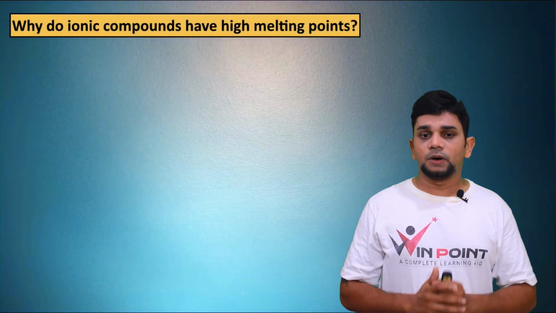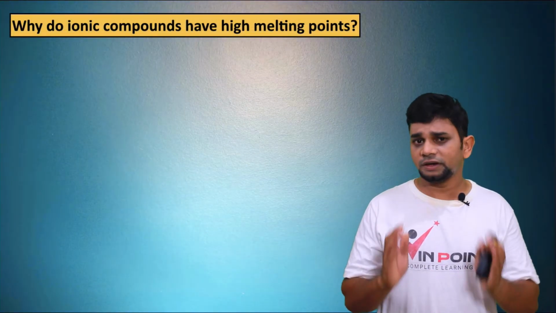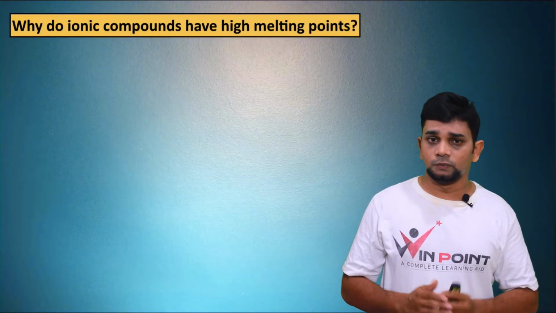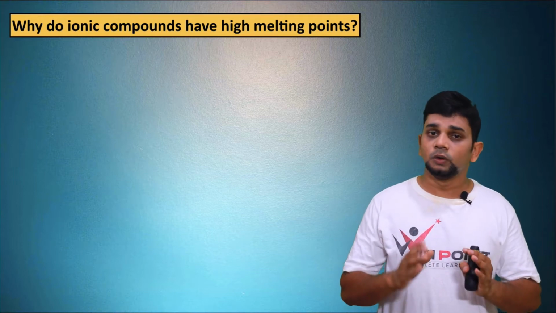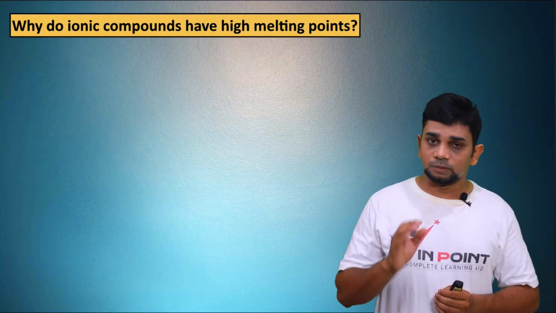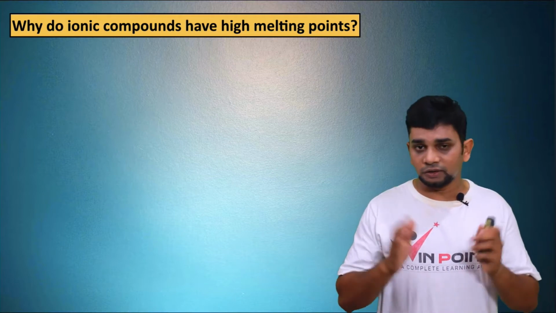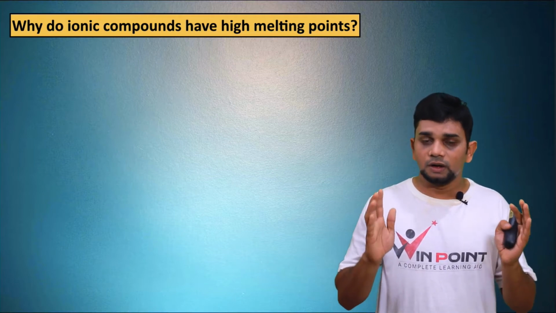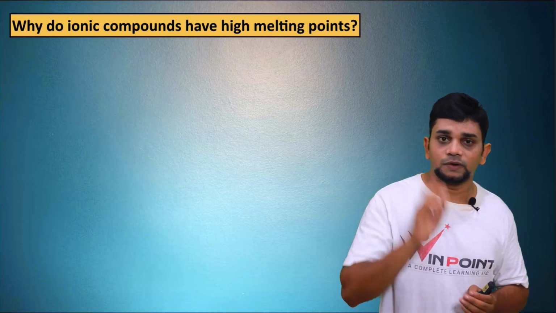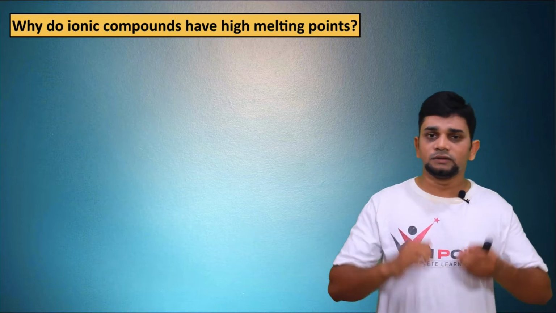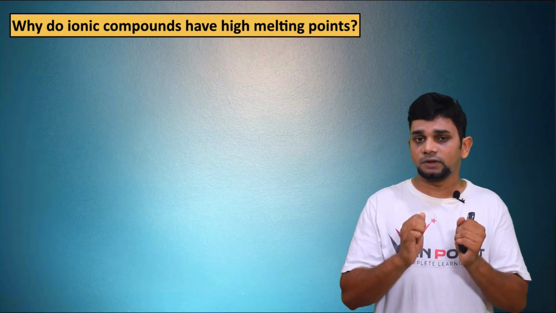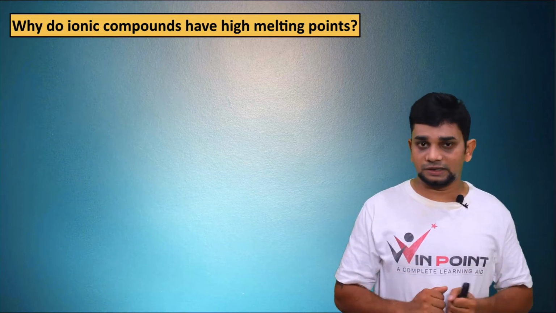Why do ionic compounds have high melting point? We already discussed about ionic compound. If you want to learn it again, you need to go through the video. The properties of ionic compound, you can watch the video again and you can learn it. Ionic compounds means the compound made by ions. There will be 2 types of ions, positive ions and negative ions. These positive and negative ions are having strong inter-ionic attraction.